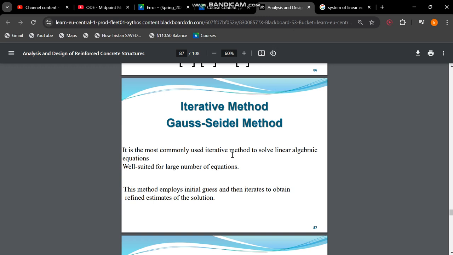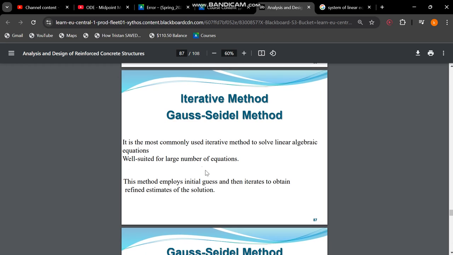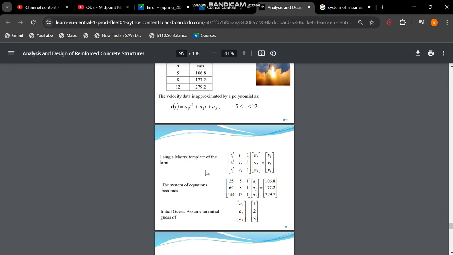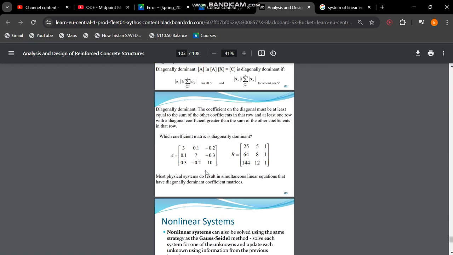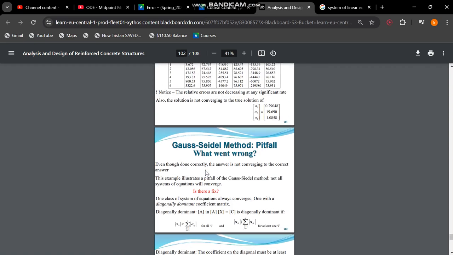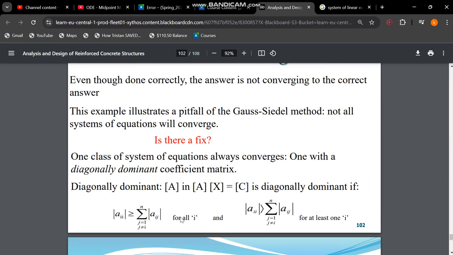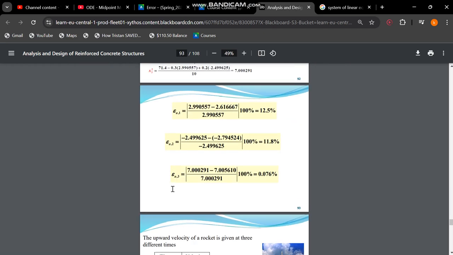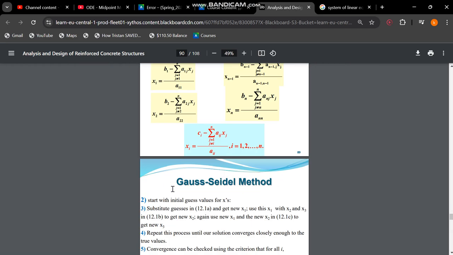It is the most commonly used iterative method to solve linear algebraic equations. Okay, so it's well suited for a large number of equations, but you have to be careful. Before we start the method, I want to tell you something really quickly, the most important part about Gauss Seidel. You must make sure it's diagonally dominant. Okay, remember this, diagonally dominant. I'll explain that in a bit.